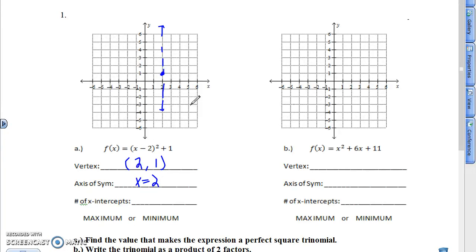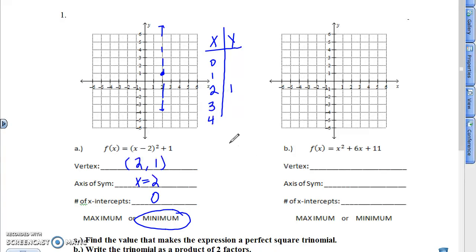This is positive, so my graph is going to open up, making it have 0 x-intercepts, and the function will have a minimum value. Graphing these points, there are several different ways you can get these points. I always choose my vertex to be the middle, so (2, 1). I'm going to use a table this time and get a couple points to the left of the vertex and to the right of the vertex.